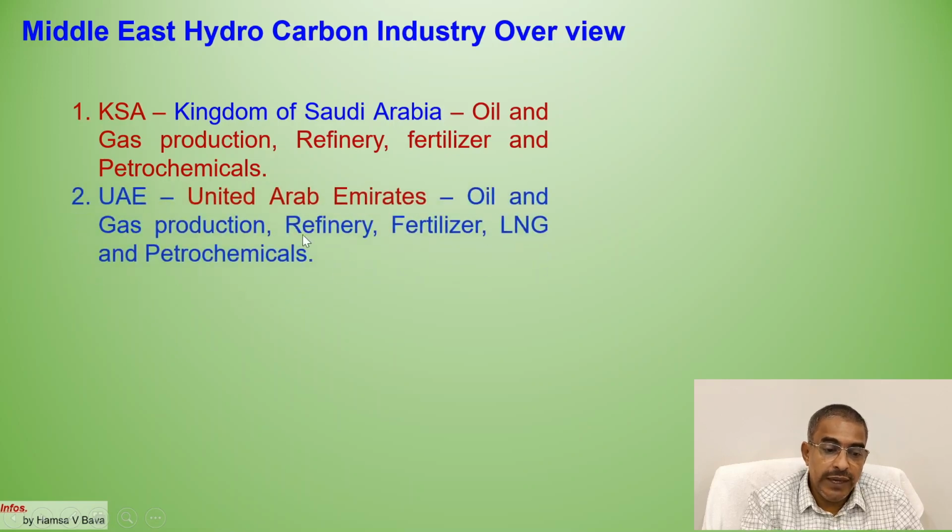And UAE, United Arab Emirates, where Dubai and Abu Dhabi are. Oil and gas production, refinery, fertilizer, plus LNG manufacturing is there. In Saudi Arabia, there is no LNG production, no conversion of C1 by liquefaction. But Abu Dhabi is doing LNG plus petrochemicals as well.